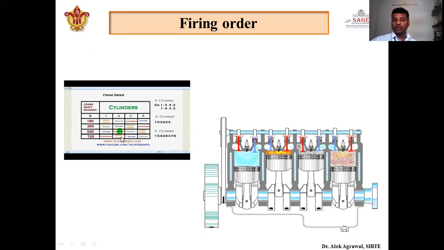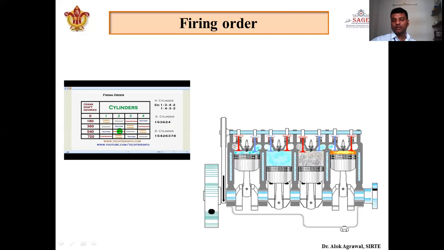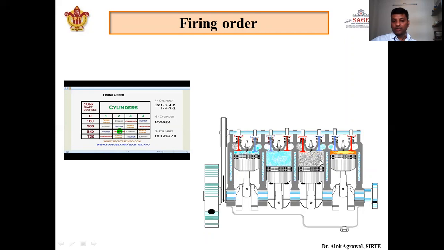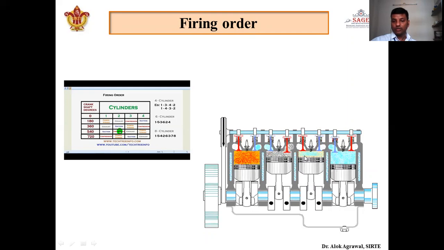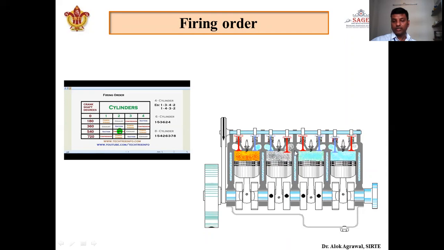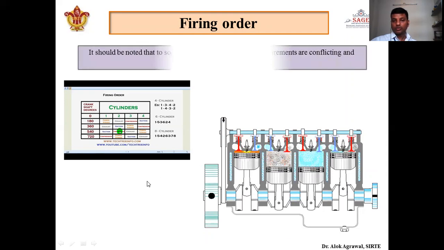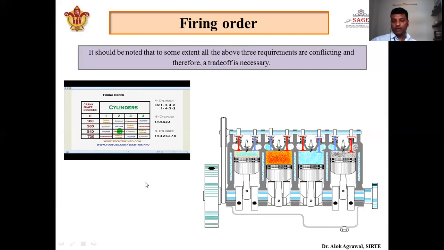Okay, so this firing order is very important because it governs the comfort and it governs the life of the engine. This is the animation that I have shown of the firing order. Here it can be seen that after cylinder 1, 3 will be fired, 4 will be fired, then 2 will be fired. Okay, you can also see cylinder 1, now 3, 4, 2. 1, 3, 4, 2. So the firing will occur like this only in an actual engine as well. Okay, so this is all about the firing order.